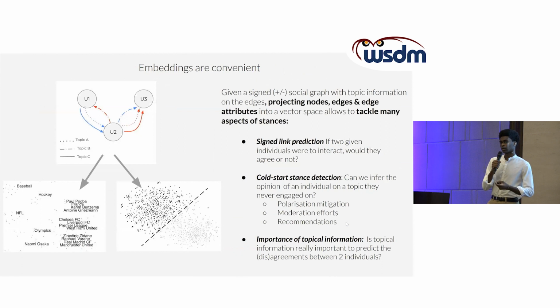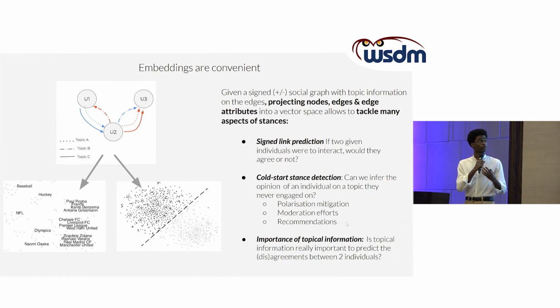A good way to tackle the issue of stances is to look at it from an embedding point of view. We have a signed social graph, a graph where nodes are users and interactions are support or opposition. We also have edge attributes, which are topics. If we're able to embed all this data into the same vector space, then we can answer many questions. Several of them we're going to try to answer today.